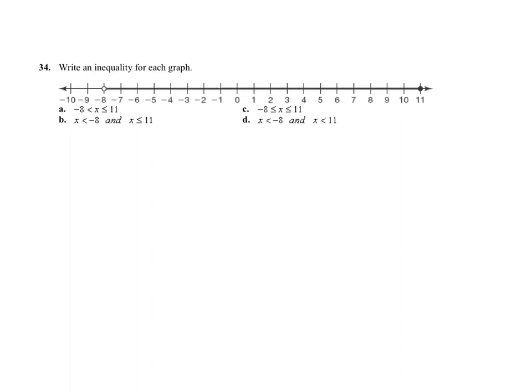Write an inequality for the graph. So this is just a simple inequality, and it's going to be an and situation. So we're starting off with negative 8, and we can write it as less than x. It's strictly less than because it's an open circle, so I know it's going to be strictly less than x, and then less than or equal to 11. And I know that because of the closed circle down here. So I have negative 8 less than x and less than or equal to 11.